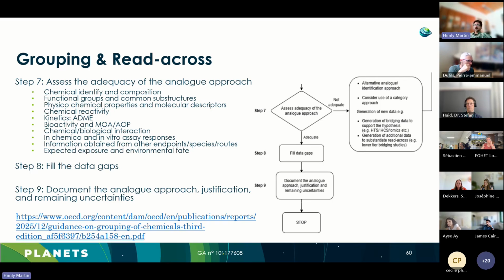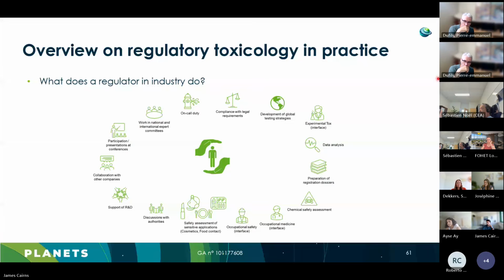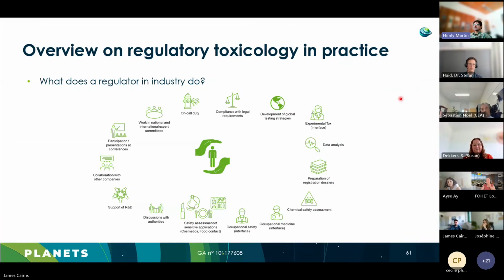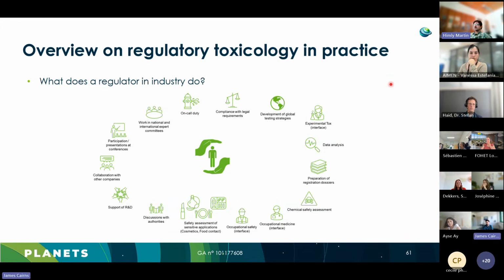I guess now it's really the perfect time for looking into the regulatory. We're almost there actually with this last statement to the regulatory toxicology in practice. Over to James. Yes, and that's a perfect transition, because this is the person that would actually do this kind of read across. So today I'll give you the perspective of how regulatory toxicologists actually work in industry.